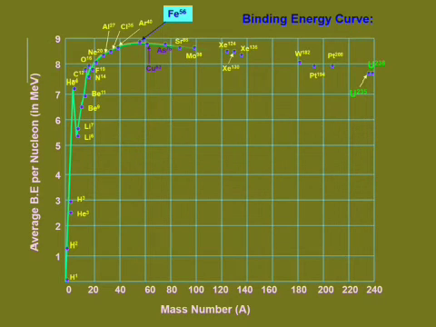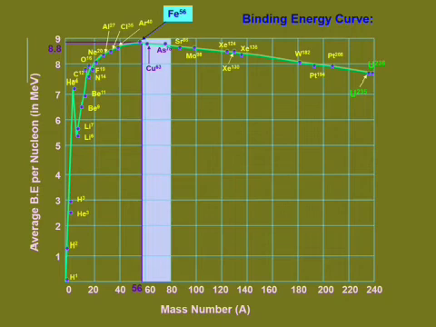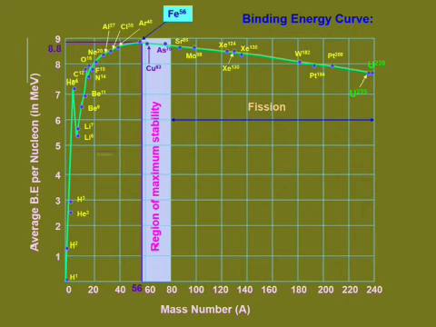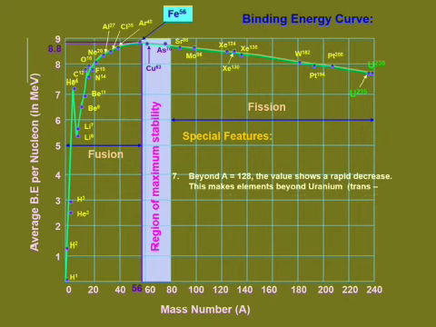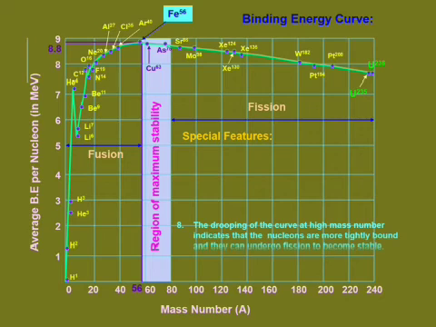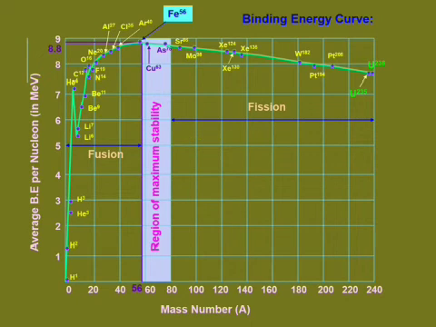Now the displacement law says that suppose you have an element ZYA, and an alpha is released. It will give you Z minus 2, Y, A minus 4 element. Suppose beta is emitted, then ZYA will be transformed into Z plus 1, Y, A. Your A remains the same, but it is gaining Z plus 1. In the upper one, it is losing Z because alpha is 2He4.